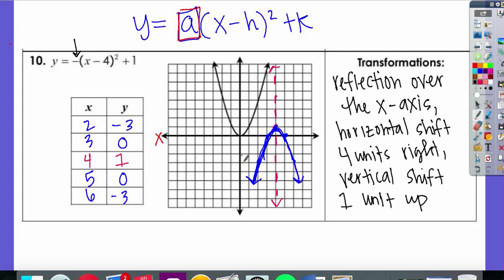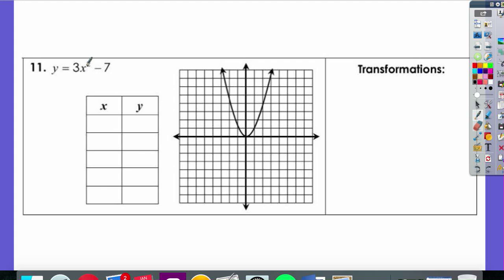So it flipped down, it went over to the right 4, and it went up 1. Let's take a look at this next one. So 3x squared minus 7. Originally it's at 0, 0.